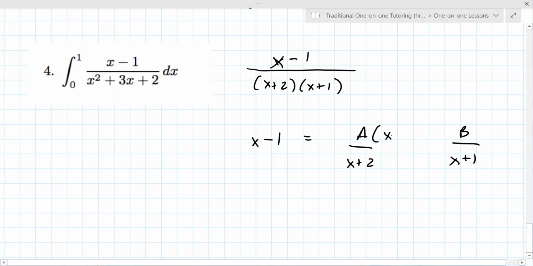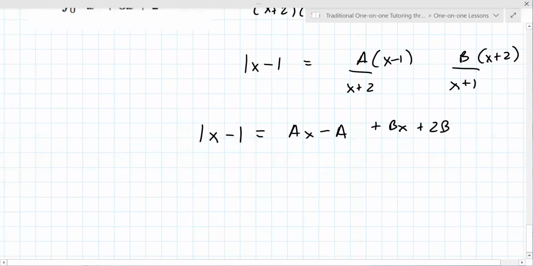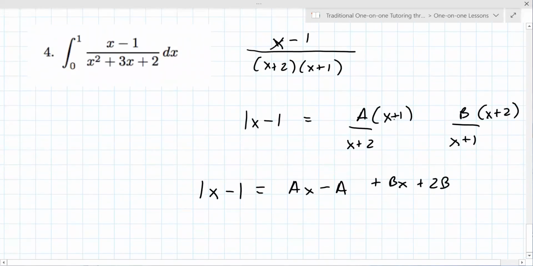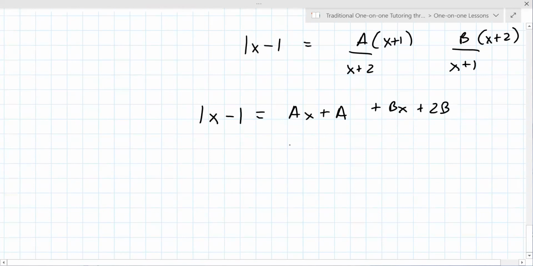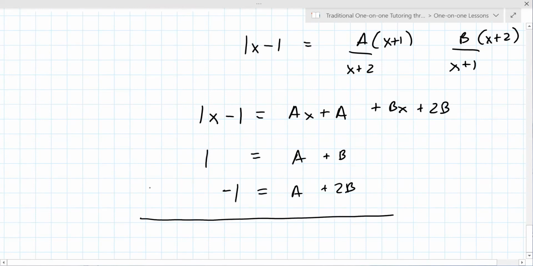So again, x minus 1 over x plus 2. This time though, you've got x already. 1x minus 1 equals ax minus a plus bx plus 2b. Would it be x plus 1 or x minus 1? Yes, that would definitely change the answer. So you set 1 equal to the x coefficient, a plus b, and minus 1 equal to the a plus 2b. To solve this one, I would have you subtract top minus bottom.